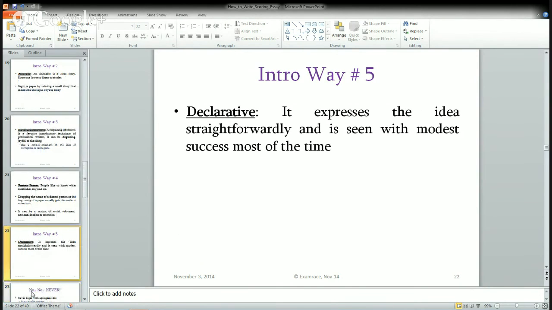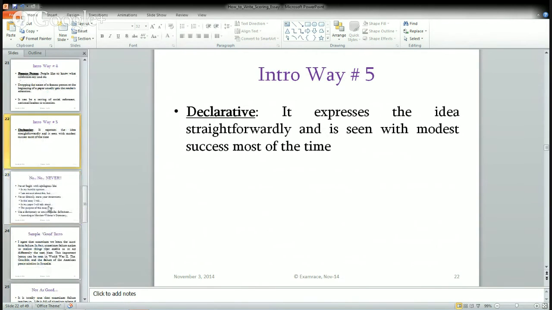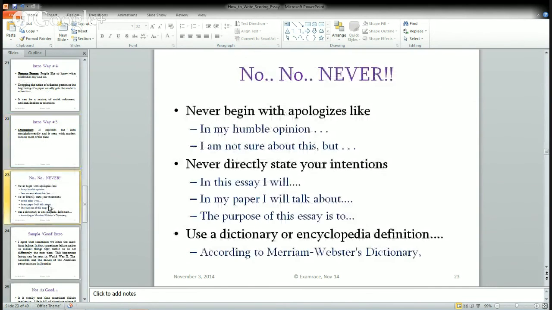The next way is declarative. Declarative is a kind of very straightforward idea. But this is generally not a preferred technique because 90% of the students start their essay with a declarative form of writing. Now there are some things that you must and must not do. Never begin your introduction with apologies. In my humble opinion, I am not sure about this, means that you are not very emphatic about something. And when you are not very emphatic, that gives a negative impression in the mind of the examiner.